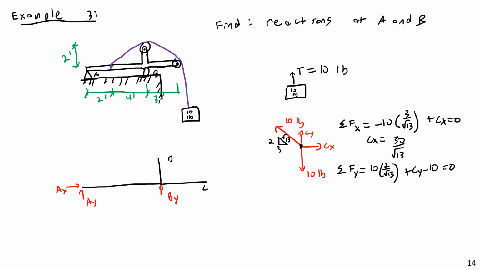Minus 10 equals 0, and I think I'll just go ahead and do these as ugly decimals because I'm feeling lazy. 30 divided by the square root of 13 comes to 8.321 pounds in the x direction. And then the Cy is going to be 10 minus 20 divided by the square root of 13. And that comes to 4.453.